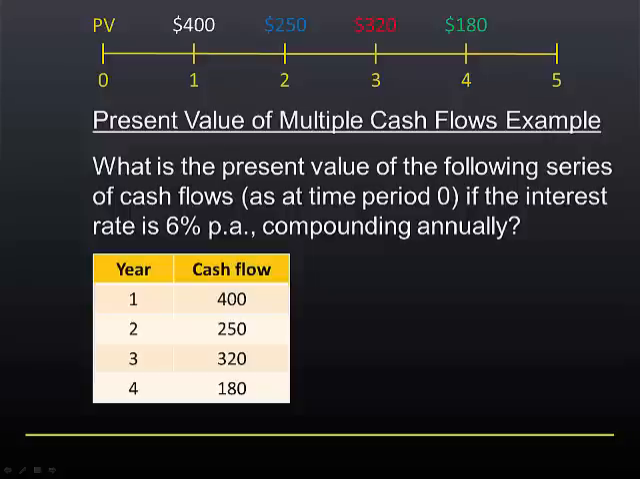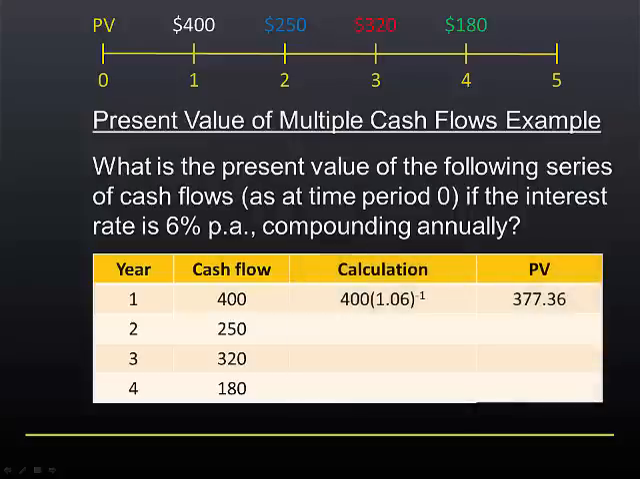The first cash flow appears at time period 1. We want to know its value 1 period earlier, at time period 0. So we need to discount it by 1 period. See if you can calculate the present value of the first cash flow. The answer is $377.36.